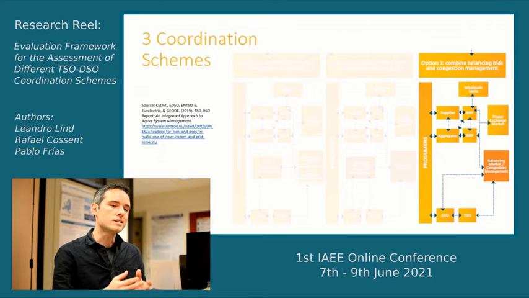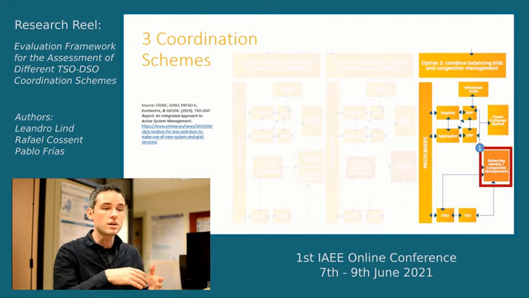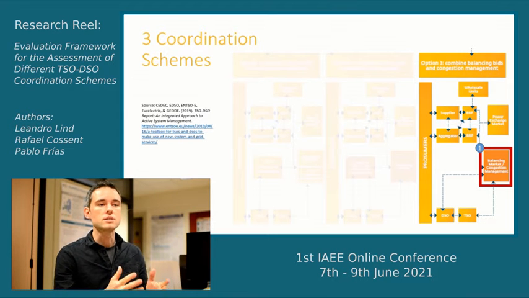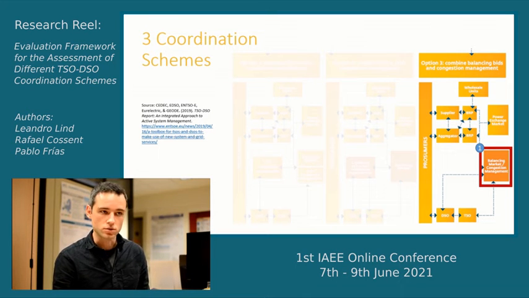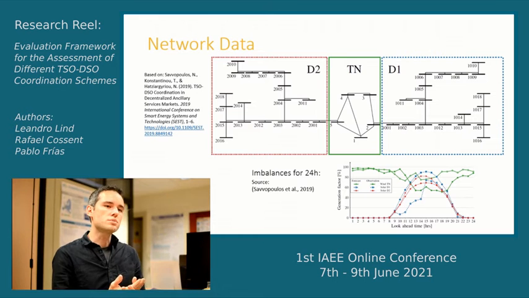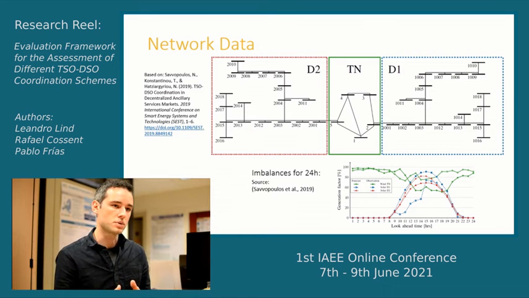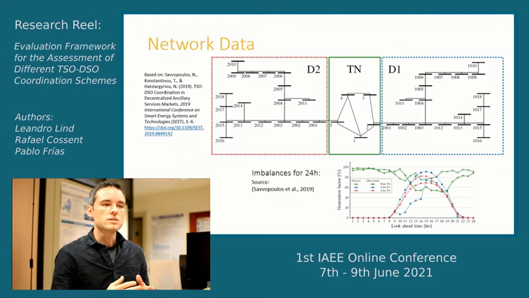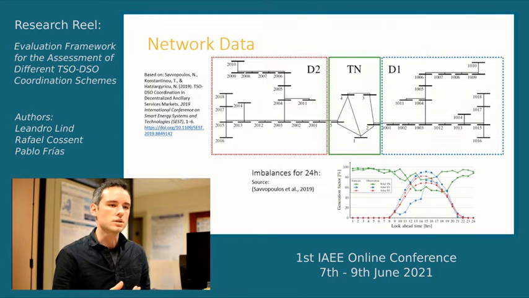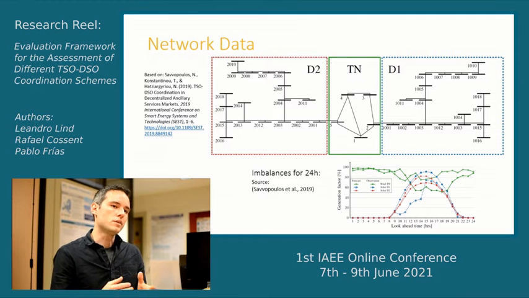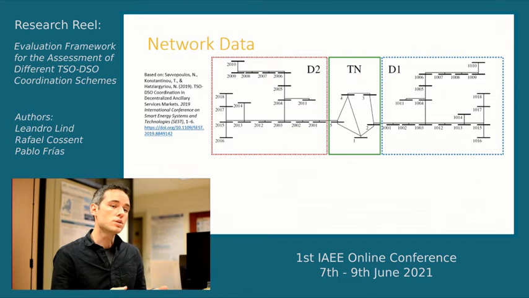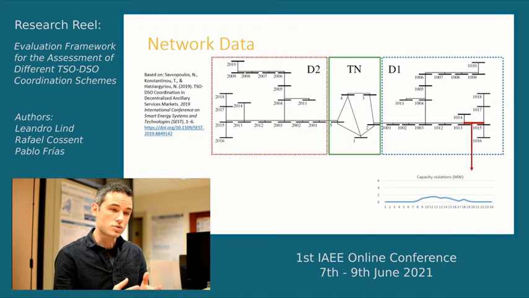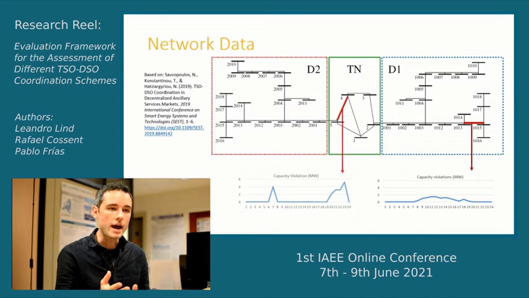And in option 3, a single centralized balancing and congestion management market is cleared, in this case all by the TSO. The ancillary service markets, both balancing and congestion management, are modeled as DC optimal power flows. The data, as well as the basis for the mathematical formulation, are adapted from the work by Savropoulos et al. It includes a 5-node transmission grid and 2 18-node distribution grids. During the 24 hours considered, constraints appear at both distribution and transmission grids.